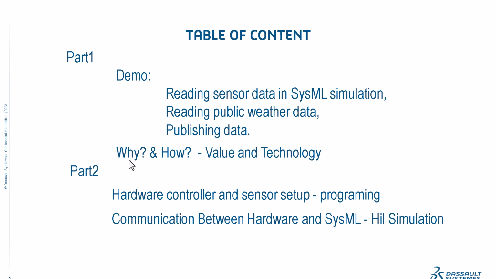Then we will also cover why we do it and how we do it, so value and technology. In part 2 we will show step by step how to set up the hardware, where to get the hardware as one example of the controller, and how to program it to run in your environment with your Wi-Fi and so on. Part 2 will also cover simulation in the loop with that hardware, so how we run together. With that, let's go to the demo.